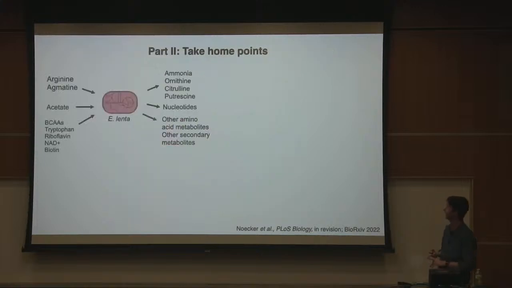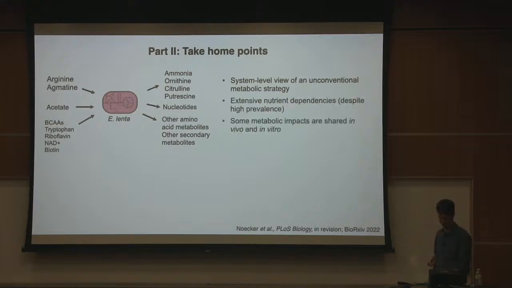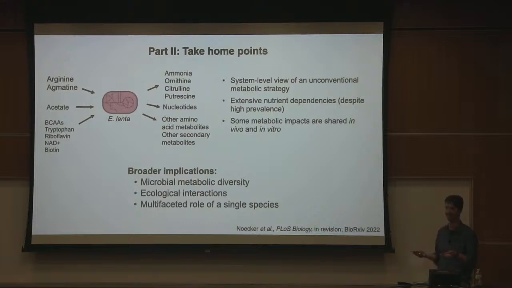Okay. And so hopefully I've convinced you that this systems level approach that we're taking is starting to give us some insights into this really different metabolic strategy that Elenta has in the gut. We've learned that it relies on arginine and/or agmatine for energy and acetate for carbon, as well as a variety of other nutrient dependencies. And we think this has potentially important implications when we think about the role that Elenta plays in the gut, both in terms of its potential effects on the host and how competition for arginine and acetate and these other compounds may influence its effect on other bacteria.